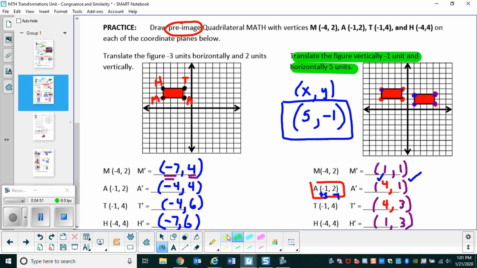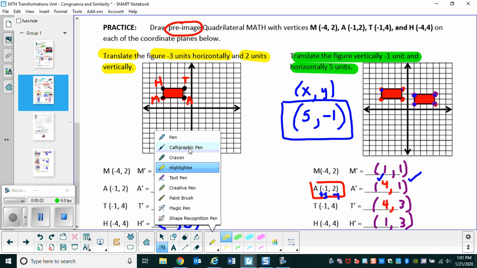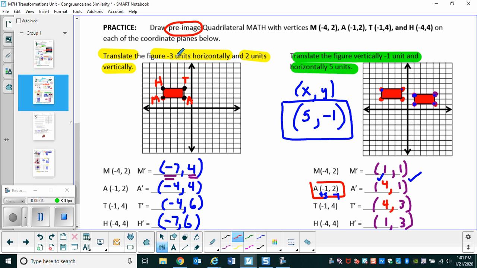Now what this is telling us to do is to translate it. So we're going to slide it. And since it says -3 horizontally, we're going to move back 3, and then 2 units vertically is going to be up 2. So as an ordered pair, we're going to move this back 3 points horizontally and then up 2 vertically. So we're just going to simply take each point back 3, up 2. Here it goes. So H, I'm going to move back 1, 2, 3, and then up 2. Boom. There's H prime.